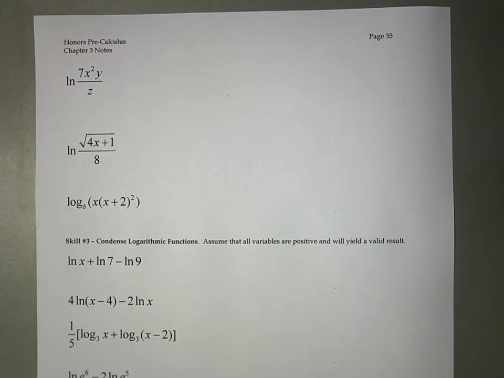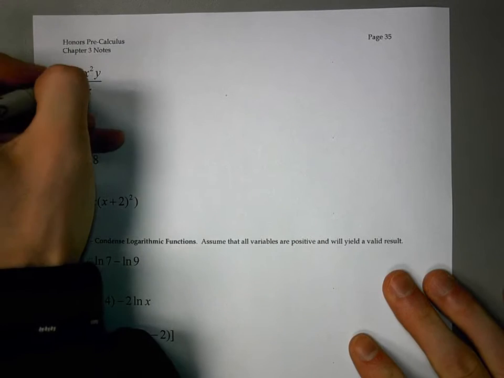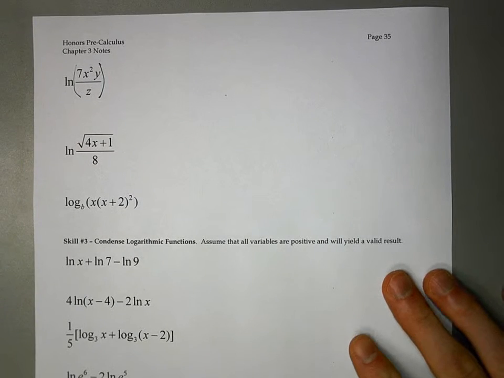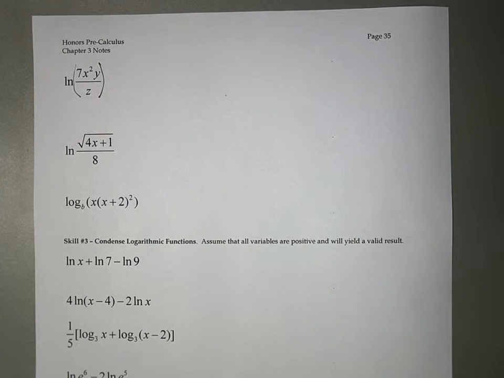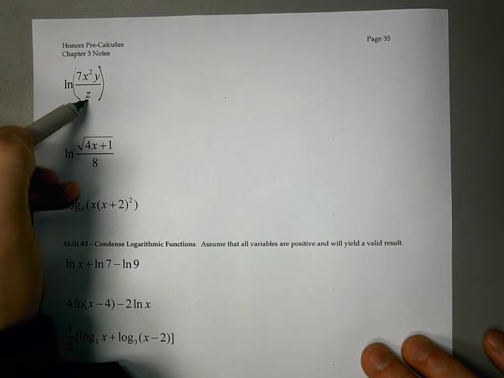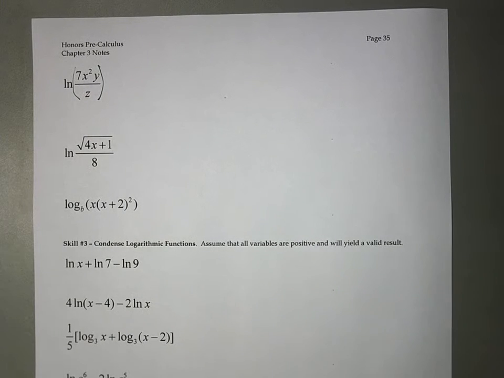Continuing on with our expansion of logs. ln of 7x squared y divided by z, this whole quantity is inside parentheses. And there's two routes that you can approach with this. You can see that this problem is going to contain both a product and a quotient as well as a power property. And with all three of them, we might get a little confused on, is this z with the 7, is it with the x squared, is it with the y, is it with all of them?